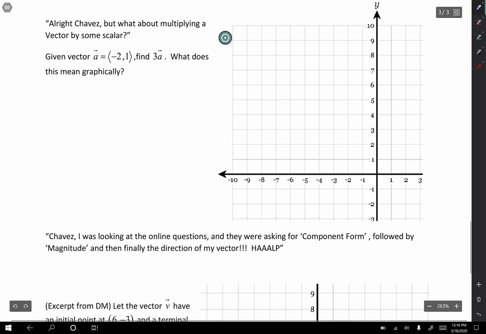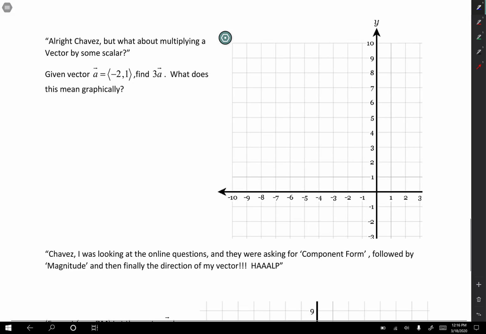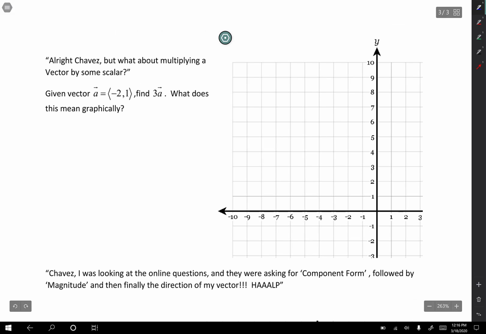All right, Chavez, but what about multiplying a vector by some scalar? It says, given vector A as -2, 1, find 3A. What does this mean graphically? Well, all it really means is that you have 3 vectors of the magnitude A. It's like writing this vector and then putting 3 of them back to back to back and adding them all up, head to tail, head to tail, head to tail. That's what it really means.